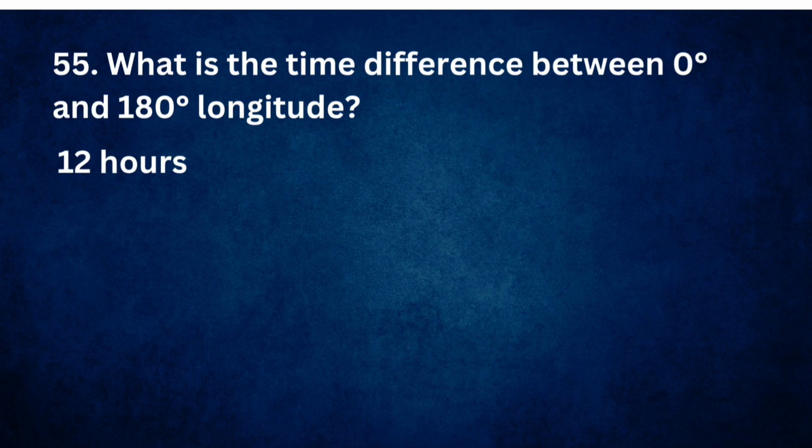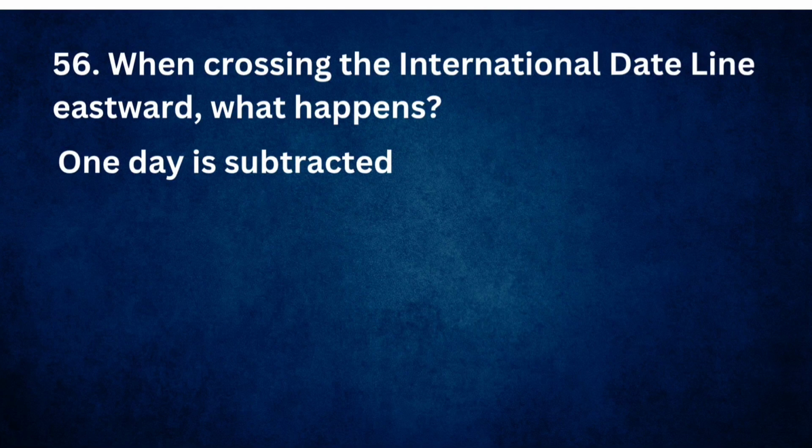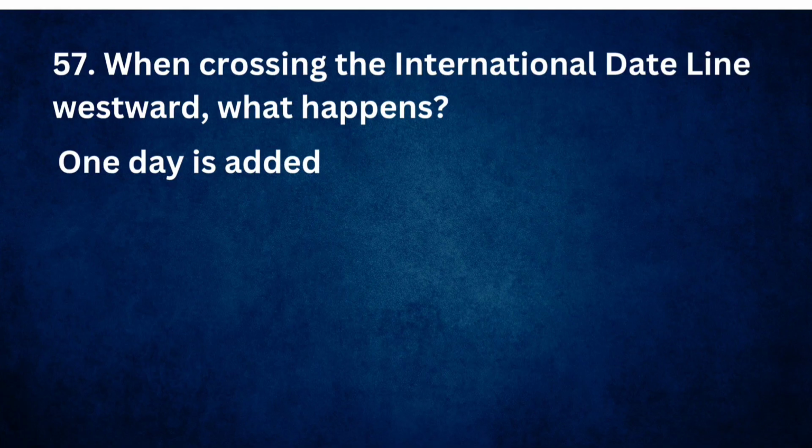What is the difference between 0 degrees and 180 degrees longitude? 12 hours. When crossing the international date line eastward, what happens? 1 day is subtracted. When crossing the international date line westward, what happens? 1 day is added.